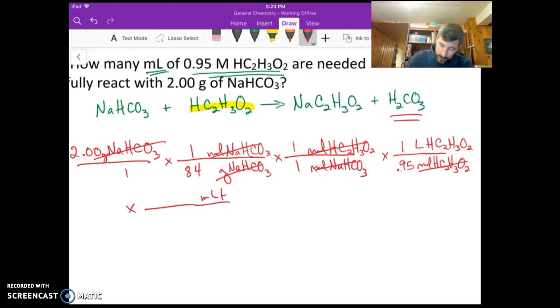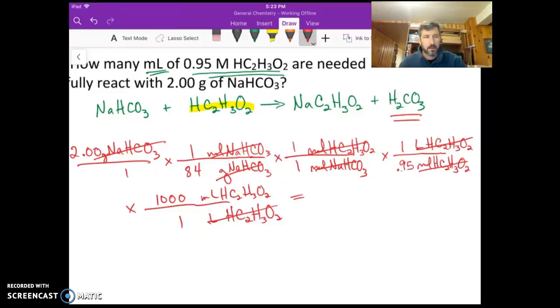So milliliters of HC2H3O2 over liters. 1 liter is 1,000 milliliters. And let's see what this gives us. Let's get out the calculator. Okay, so to 2 sig figs, which is what my molarity has, 0.95, that's 2 sig figs, I get 25 milliliters. So we used about 15 extra milliliters, which is why this was our excess reactant.